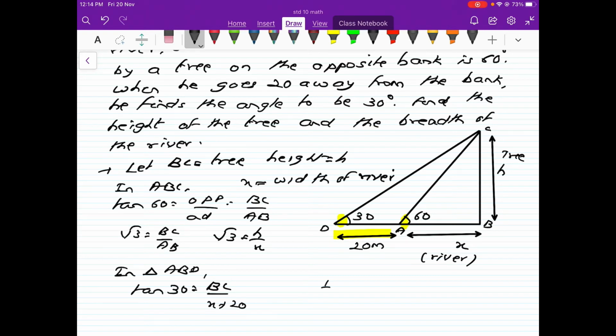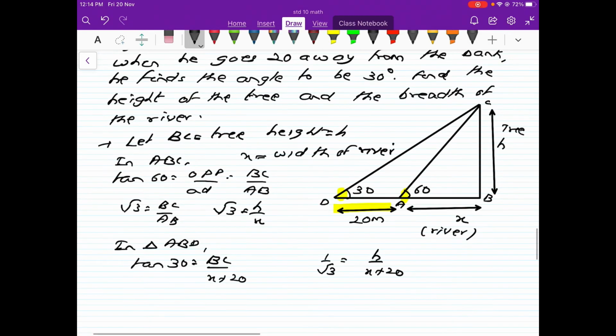So the value of tan 30 is 1 upon root 3, which is equal to h upon x plus 20. So here what we are getting, if we transpose, h is equal to x plus 20 upon root 3. So now this is h is equal to root 3x.